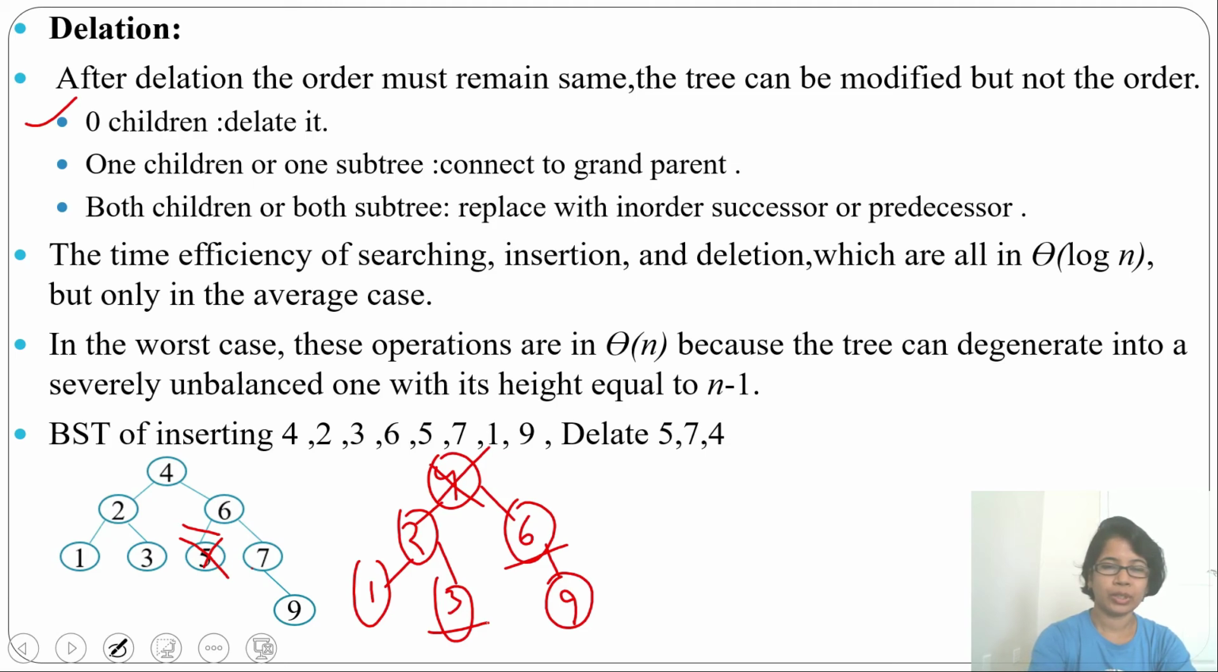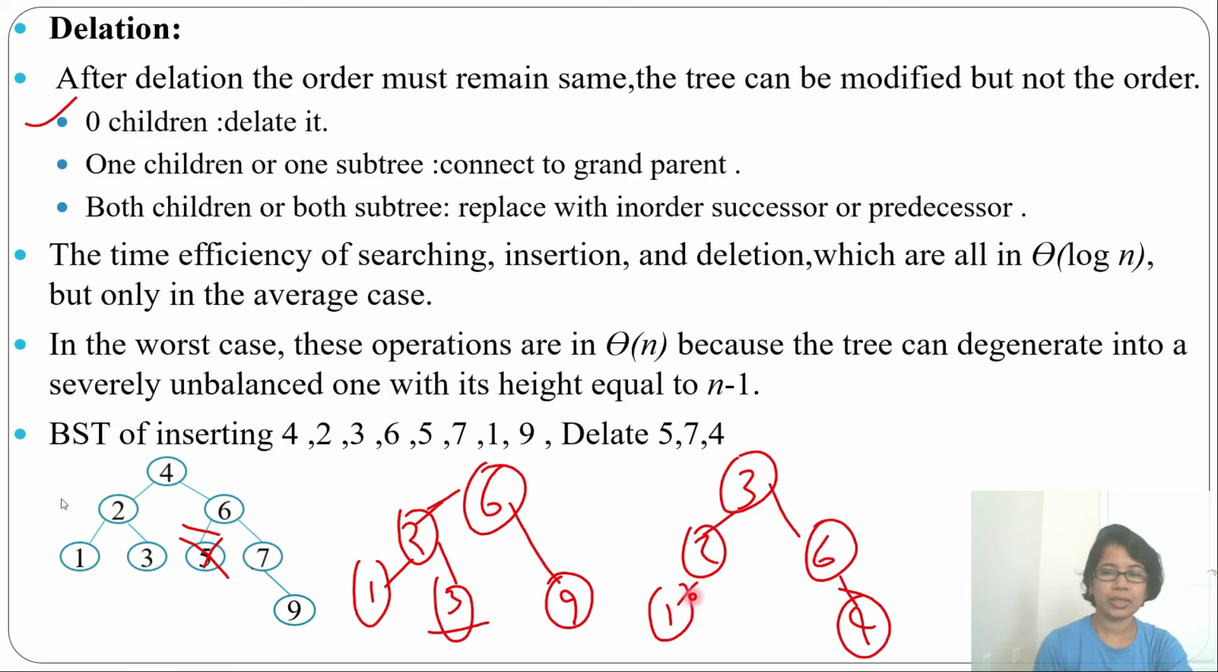Suppose I'm using the in-order predecessor, which means I will replace 4 with 3. How will it look? These are the two ways. After deletion of 4, here I replace with the in-order predecessor, 3, and here I replace with 6. After replacing with 6, the tree will look like this, and after replacing with 3, it will look like this. It's up to you how you replace.